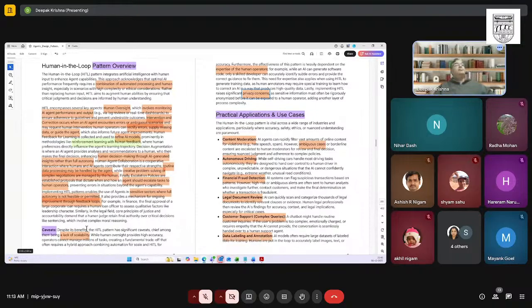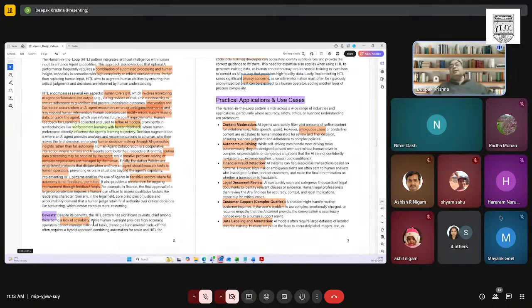अब केवियट्स, केवियट्स क्या क्या है इसमें, जैसे कि मेन जी ने एकदम सही उठाया था अभी कि एक ही आदमी है, कितना काम करेगा, राइट? So there is a lack of scalability here. How can I scale this pattern, right?